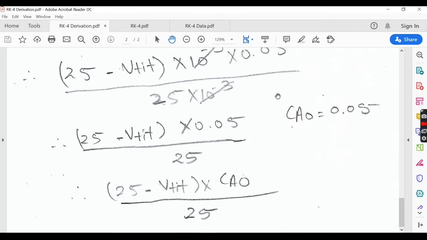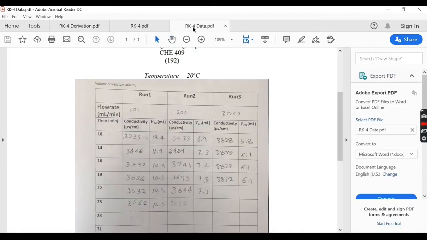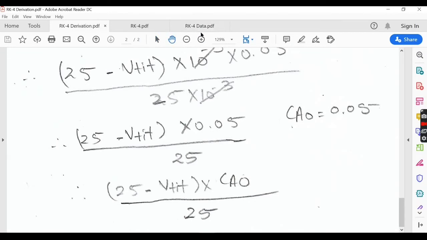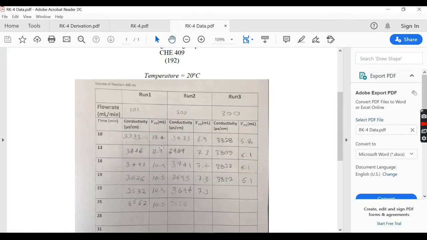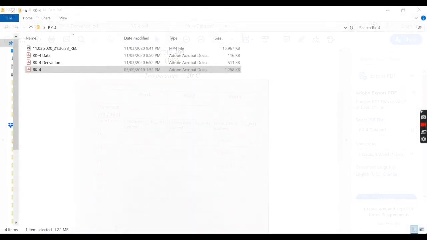This 0.05 is the initial concentration of caustic soda. Therefore, the equation used will be 25 minus volume titrated multiplied by CA0, which is the initial concentration of caustic soda, 0.05, divided by 25, which is the volume of the sample that was taken from the reactor. Therefore, for each time, you will take this volume titrated and substitute it into this equation to convert it to concentration. You will do this for all times and for all runs. In the previous video, we performed the first report requirement.